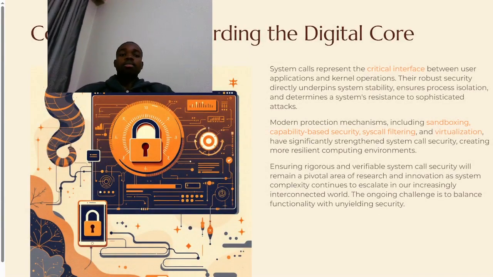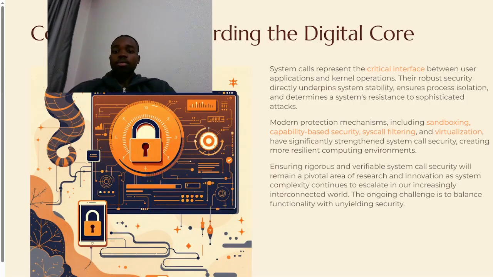And last but not least, the conclusion: safeguarding the digital core. System calls represent the critical interface between user applications and kernel operations. Their robust security directly underpins system stability, ensures process isolation, and determines system resistance to sophisticated attacks. Modern protection mechanisms including sandboxing, capability-based security, filtering, and virtualization have significantly strengthened system call security, creating more resilient computing environments.